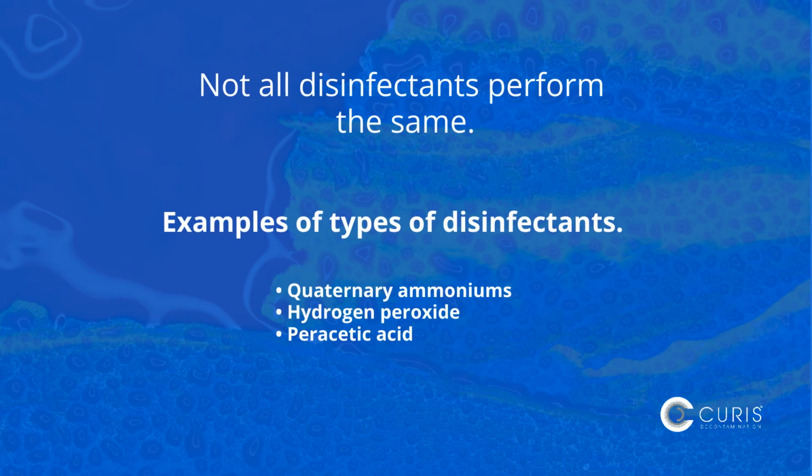Not all disinfectants perform the same. Some, like quaternary ammonium compounds, are widely used for general disinfection, but they can leave residues and may not provide sporicidal control. Labs working with spore-forming organisms often require sporicides, hydrogen peroxide formulations, or peracetic acid to achieve higher-level decontamination.